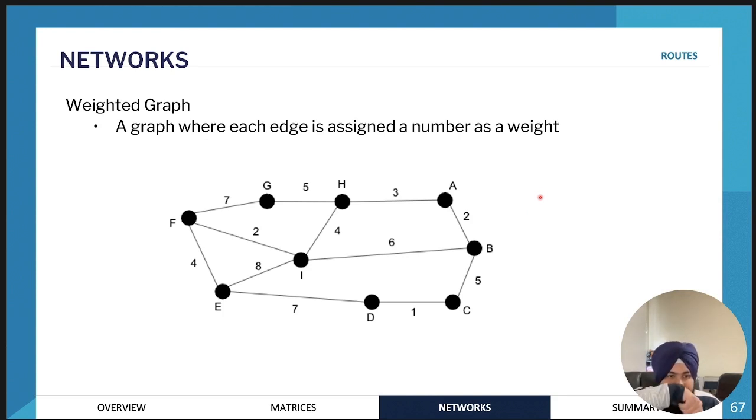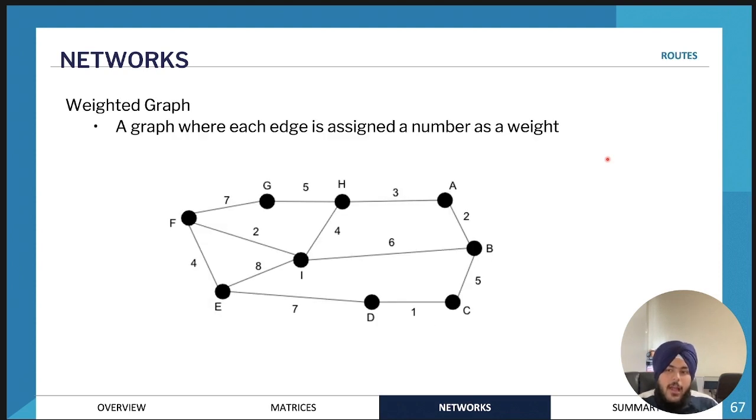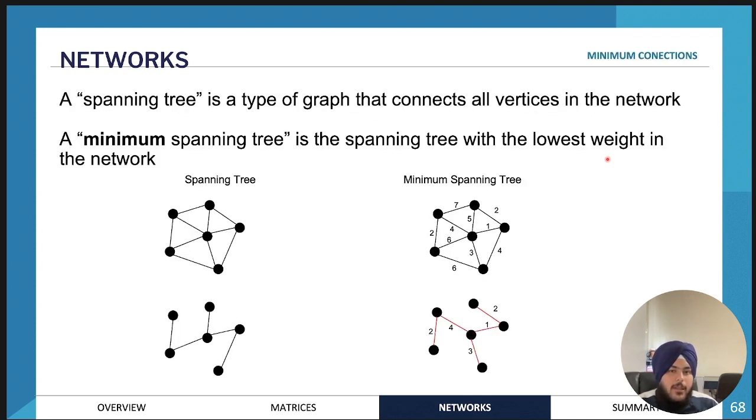So weighted graphs are essentially a graph. So it's essentially a network where each edge is actually assigned a weight or a value. And the weight can represent a lot of different things. So it might represent distance, it might represent time, a lot of different possibilities. Most of the time it's going to be distance.